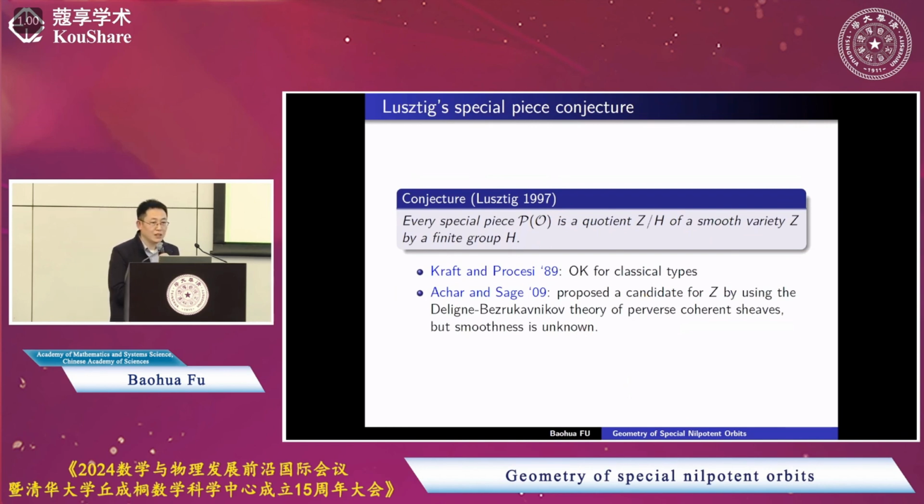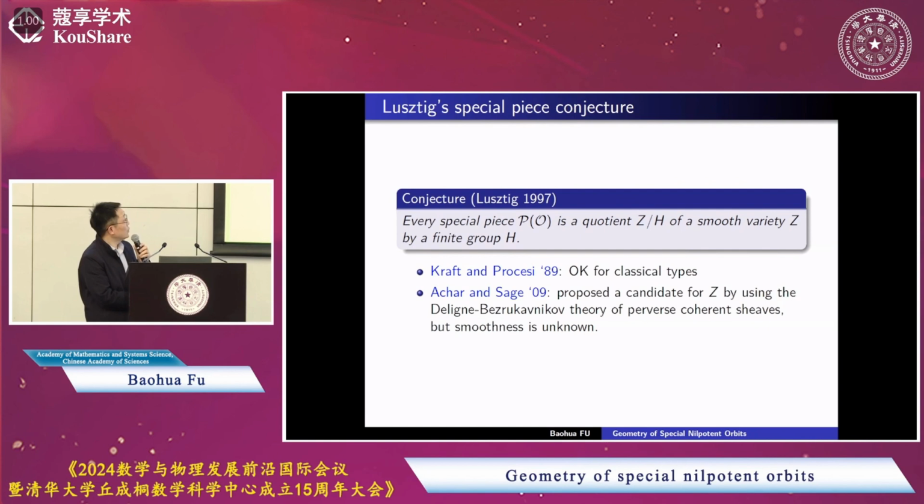And in the same paper, Lustig proposed the following conjecture, which will explain why it's rationally smooth. So he said, if this special piece is a quotient of a smooth variety by a finite group. So this is his conjecture. This has been done for classical types by Kraft and Procesi.